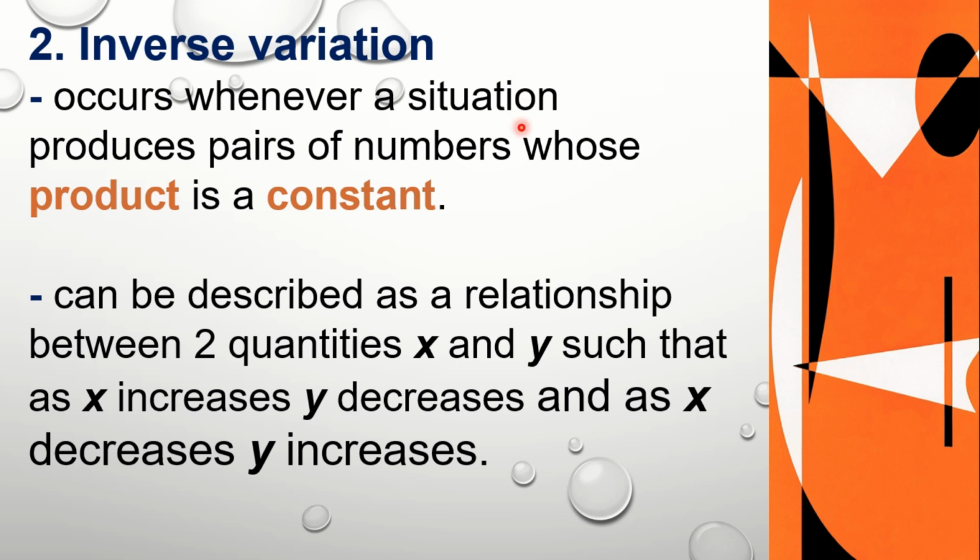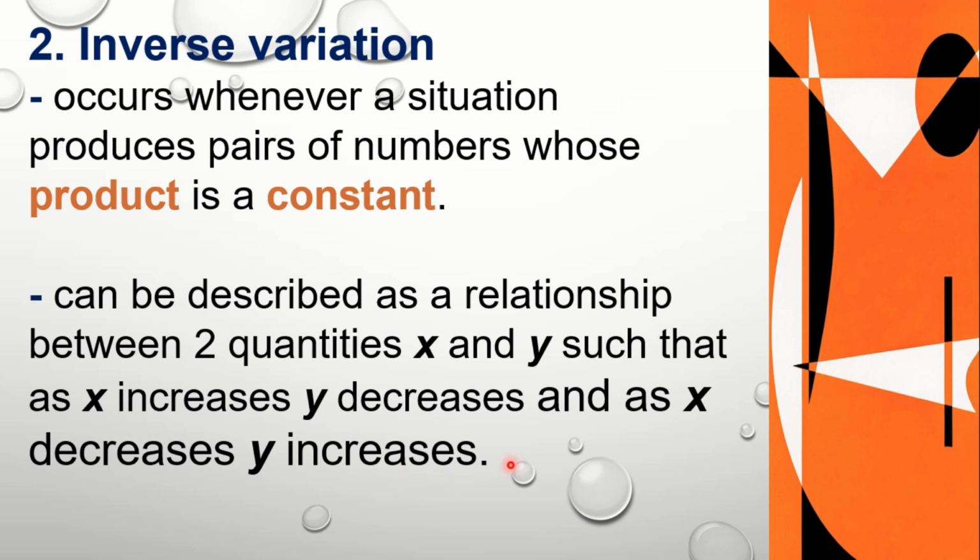The next type of variation is the inverse variation. It occurs whenever a situation produces pairs of numbers whose product is a constant. So in direct variation, the constant is the ratio between the two quantities, while in inverse variation, the constant is the product of the two quantities. It can be described as a relationship between two quantities, x and y, such that as x increases, y decreases, and as x decreases, y increases.